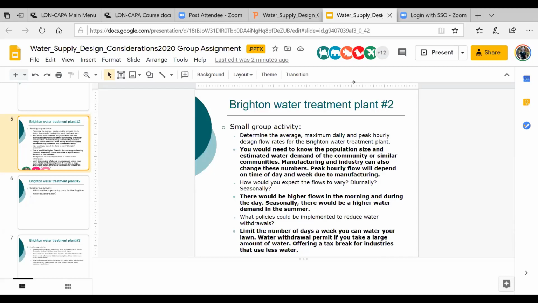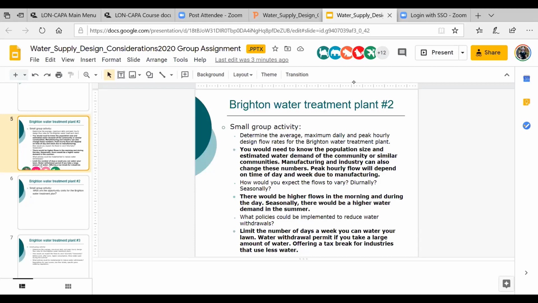So for the first question, to determine the average maximum daily and peak hourly flows, we thought that you would need to know the population size and what kind of manufacturing and industry would be there. And then maybe if you had an estimated water demand of that community or communities around it, you might be able to figure out what the peak hourly flow rate might be. Excellent. Anyone want to add anything to that?